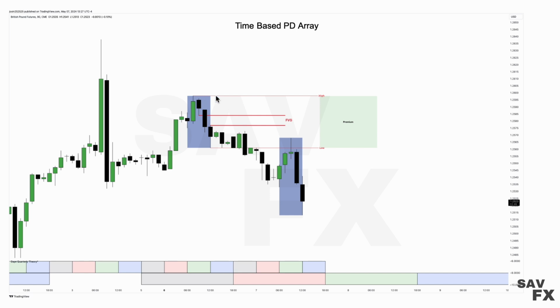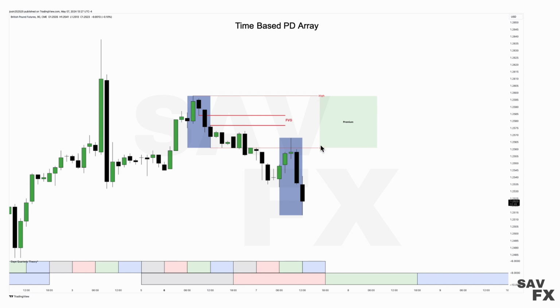You'll notice always, right? Always within these dealing ranges, there'll be a time-based PD array. If there's none, then you're not going to regard the dealing range. There needs to be a time-based PD array, right? Price does not have to go to it for you to be bearish. It's ideally better for precision if it does. But as long as price is within this premium range, right? This premium range only applies for this, by the way.